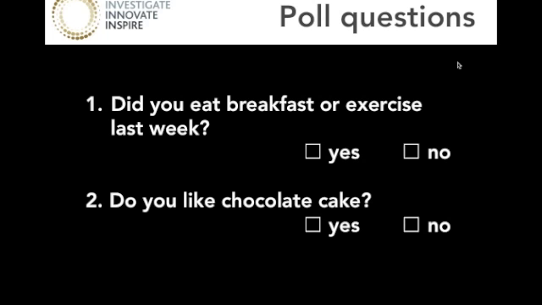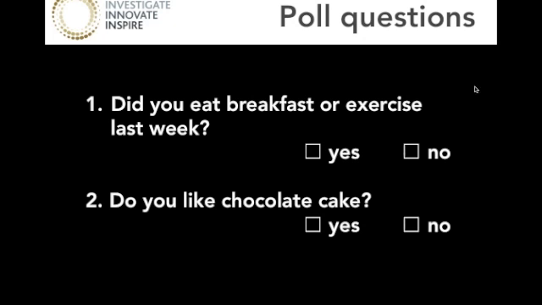The first one is okay. You know, I mean, it's a bit vague. It's 2 things in one question, but the second one, does it matter if you like chocolate cake? I mean, you can like chocolate cake, doesn't mean you eat it every day for breakfast. Okay.